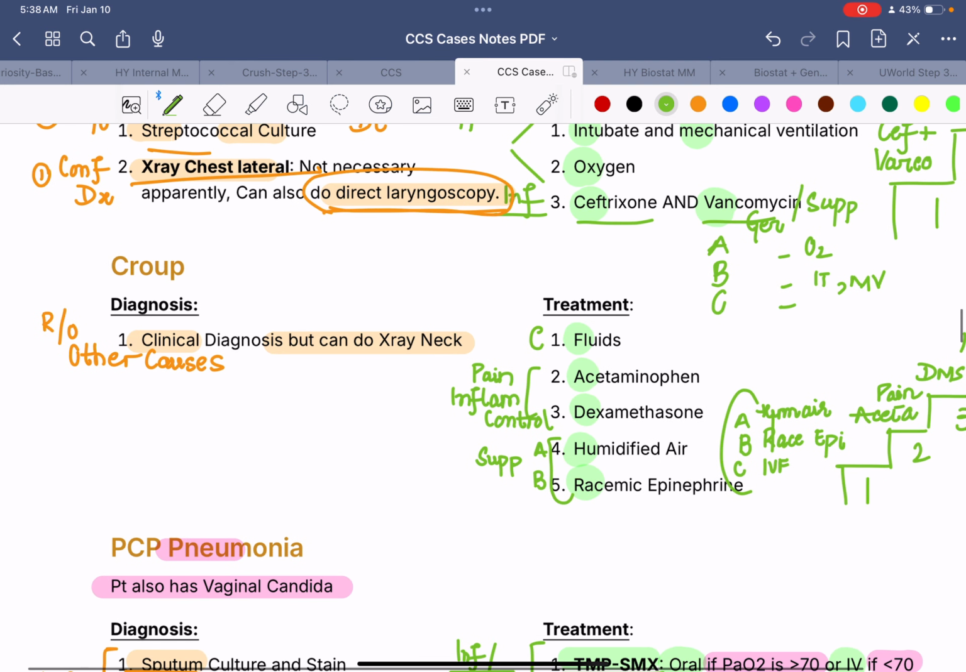Next on, we have Croup. So it's basically a clinical diagnosis, but again, in order to rule out some other infection, you can do an x-ray of the neck.